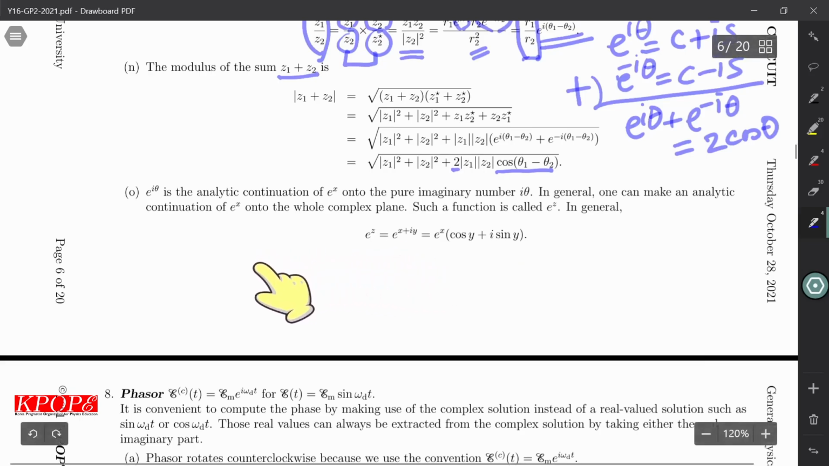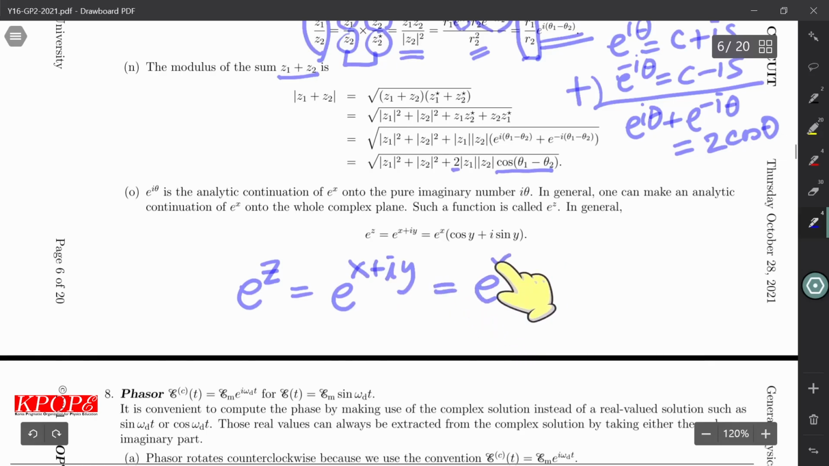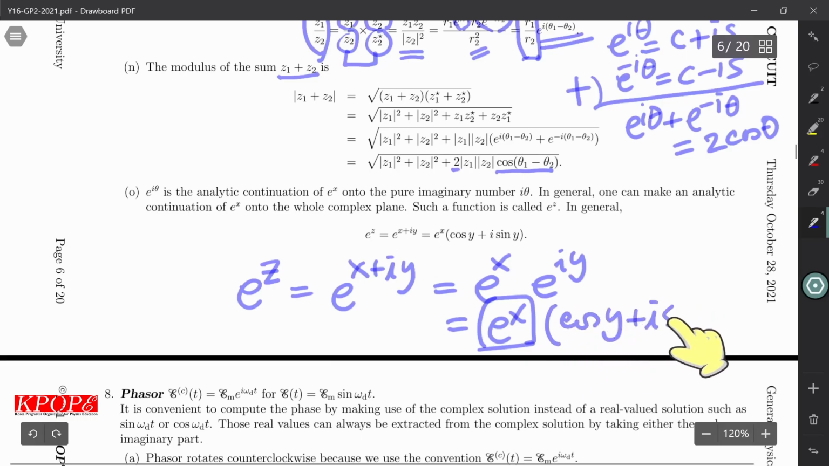In general, the exponential of a complex number, which is a sum of a real number and an imaginary number, can be separated in the exponent, and this gives a modulus times cosine y plus i sine y.